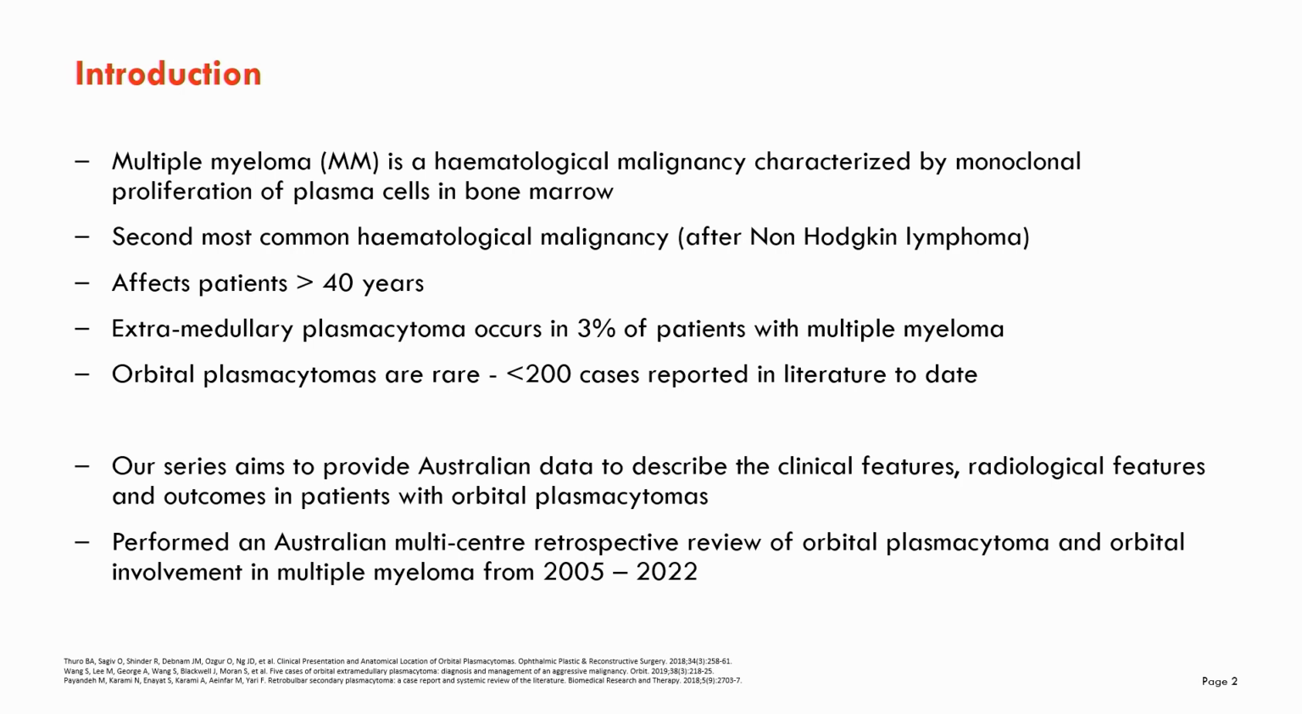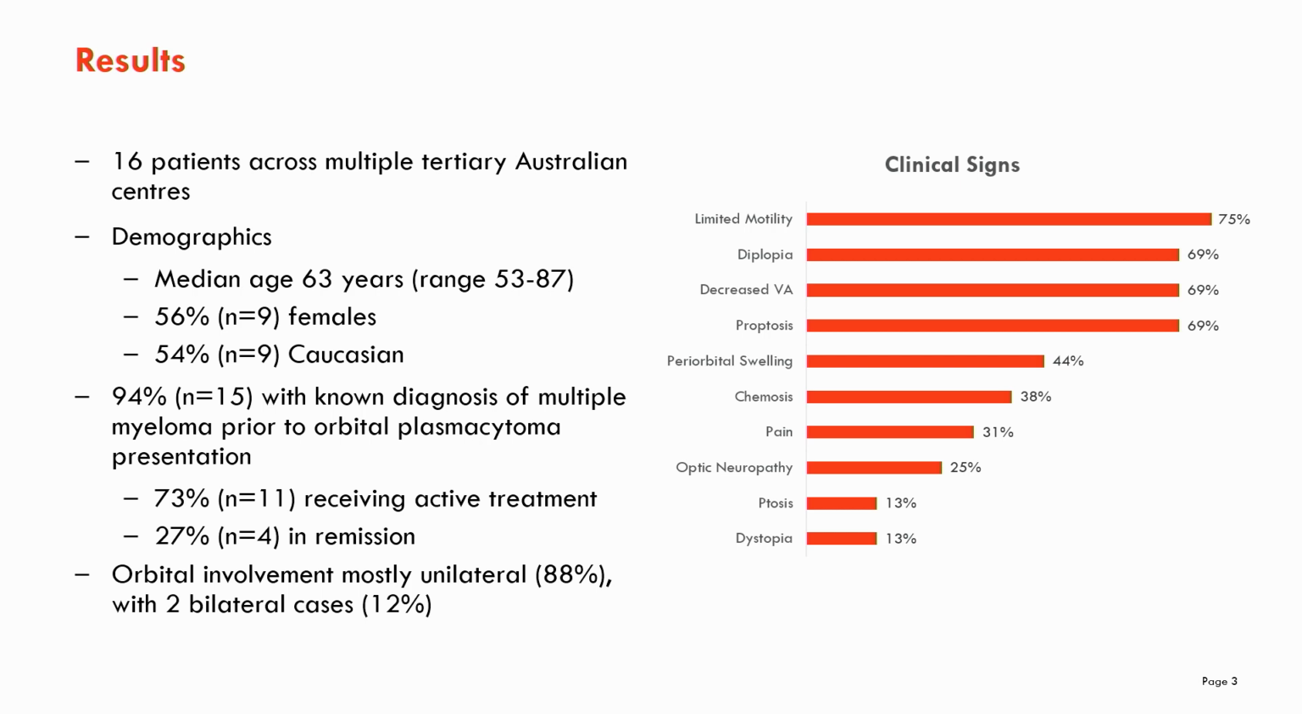So our series aimed to provide an Australian data and perspective to describe the clinical and radiological features and outcomes in patients with orbital plasmacytomas. We performed an Australian multi-centre retrospective review of orbital plasmacytoma and orbital involvement in multiple myeloma from 2005 to 2022. To date, we've collected 21 patients, but we're just presenting 16 patients with complete data today.